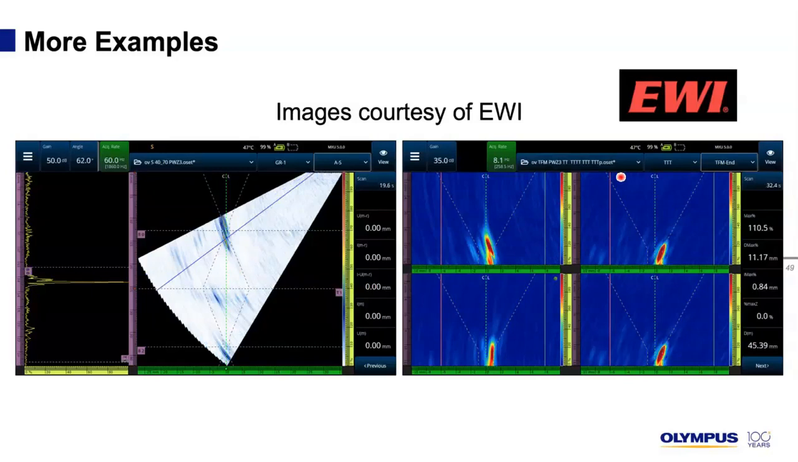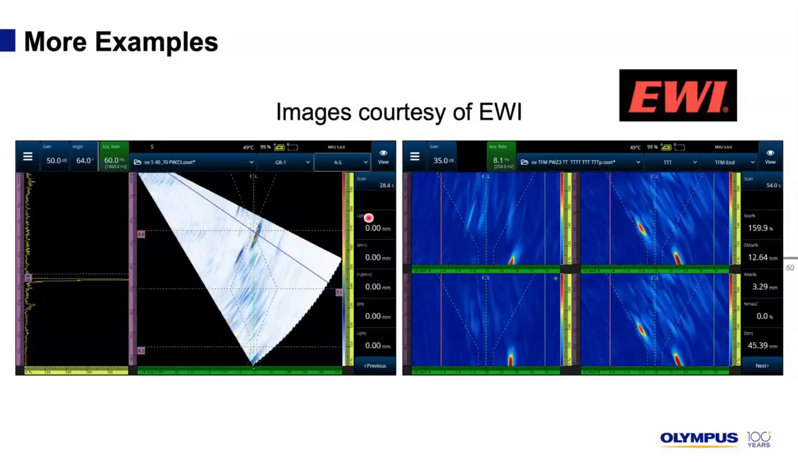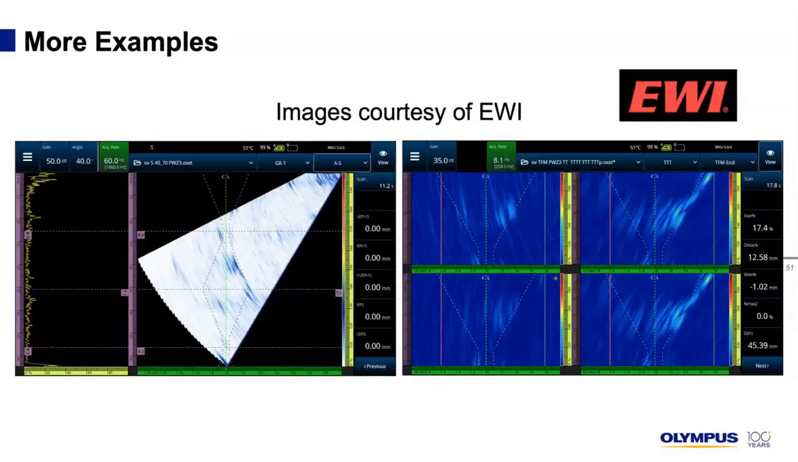Another example of phase array and TFM and how they compare, how they complement each other. Phase array 1, 2, TFM, TFM 1, 2, 1, 2. And one more, phase array on the left with very shallow indications, and the equivalent with TFM and how they compare.